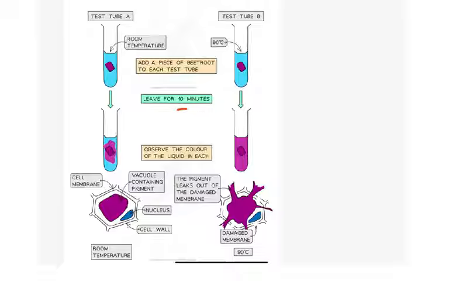So what has happened? The vacuole containing the pigment, the vacuole is surrounded by the tonoplast, leaks out of the damaged membrane. Why is the membrane damaged? Because at 90 degrees Celsius, all the proteins would be denatured. And this will result in the partial permeability being lost and the membrane becoming fully permeable. So the cell membrane is damaged, the tonoplast is damaged, and all the pigment leaks out.